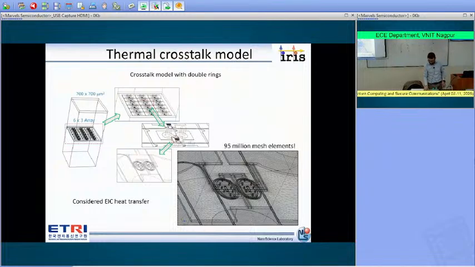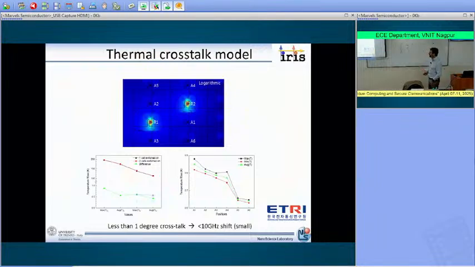And therefore, what we did was a modeling of the heat flow, of the temperature rise inside the microring resonators, in order to be able to space the microring resonators at a proper distance so that the thermal crosstalk is completely negligible. This analysis was done in Korea. So here is the model, and these are the results.